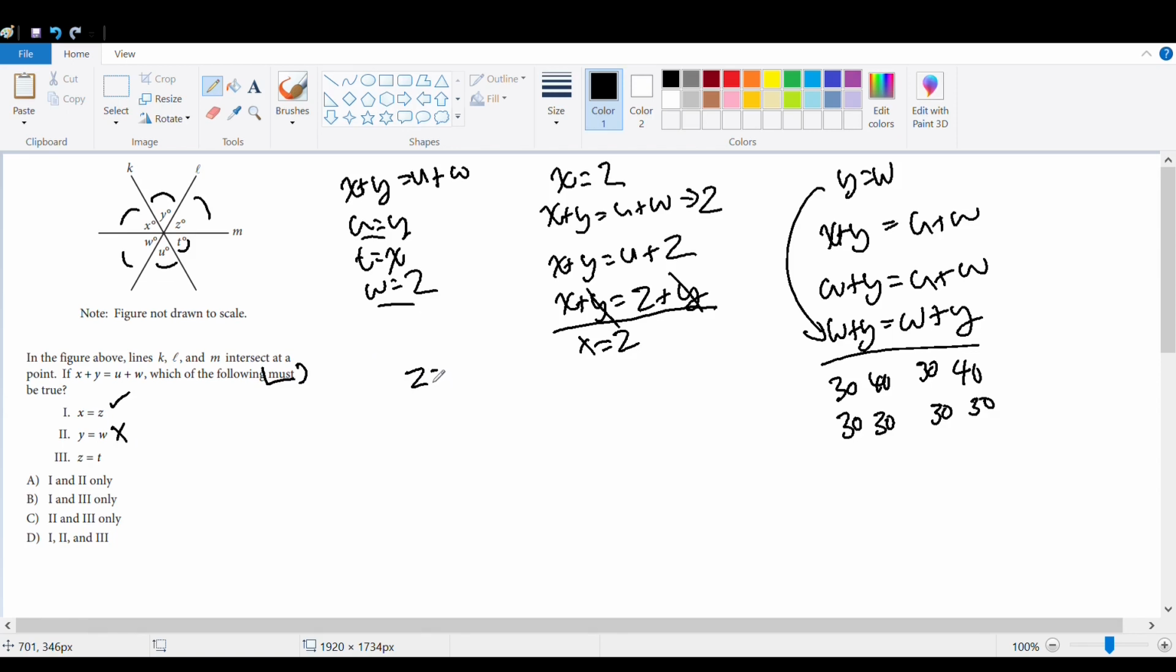So does z have to equal t? Well, let's just look. t is equal to x, and x is equal to z. So if x equals z and x also equals t, then that must mean that z is equal to t, because they're both equal to x. So 3 has to be true based off the information that we already know has to be true as well, meaning that 1 and 3 are correct, so the answer is B.